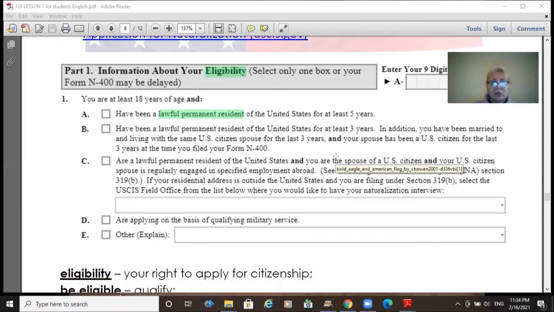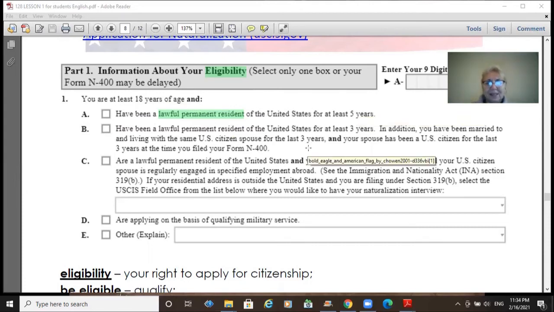So if they ask you, what's your eligibility for citizenship? You are going to say, and I will give you an example for people who fall under category A: I am that many years old and I have been a lawful permanent resident of the United States for that many years. And you're going to say the actual number of years.